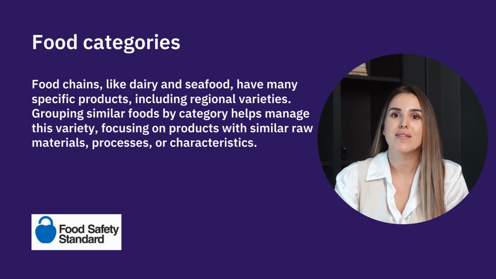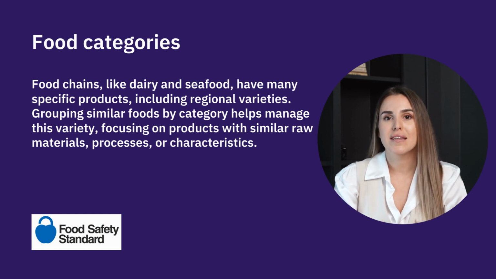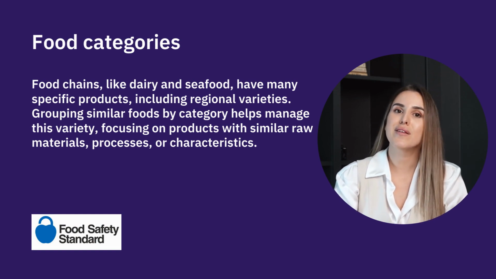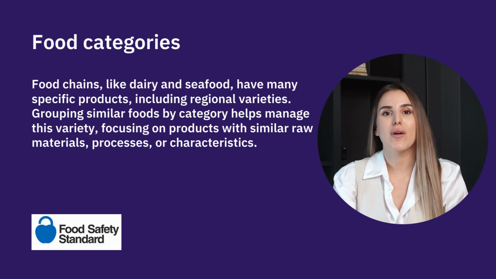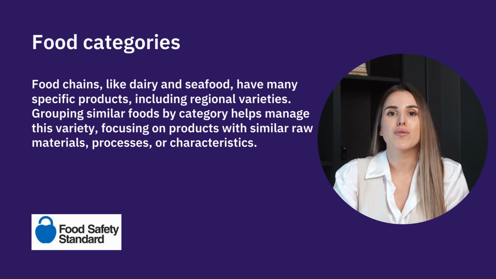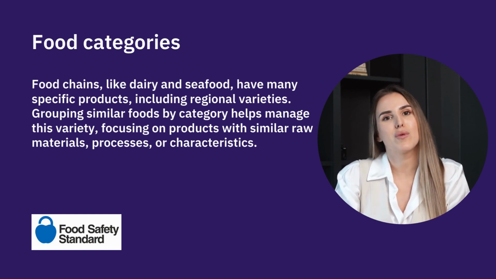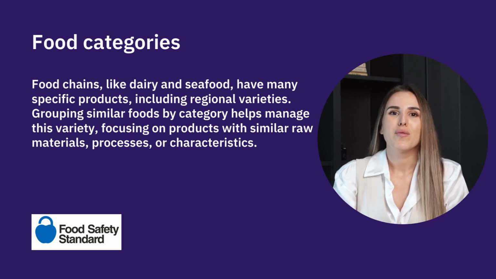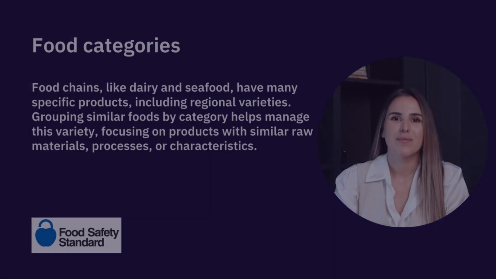Food categories. Food chains, like dairy and seafood, have many specific products, including regional varieties. Grouping similar foods by category helps manage this variety, focusing on products with similar raw materials, processes, or characteristics.